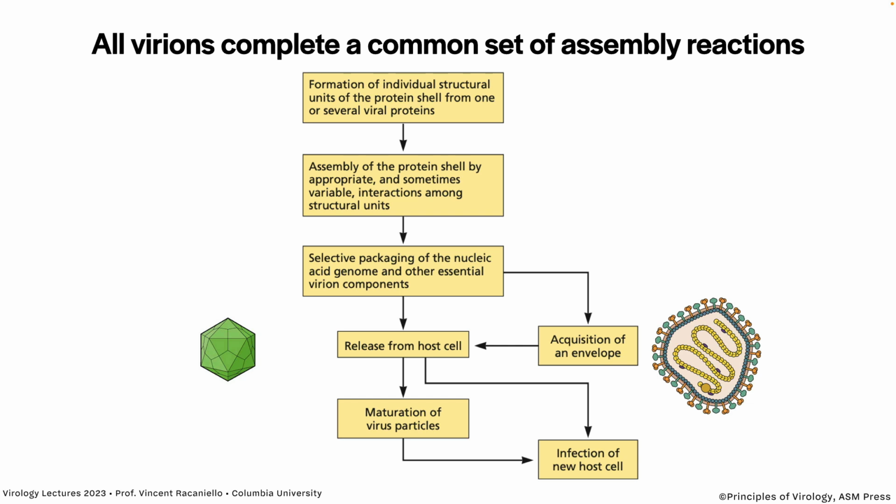And then there's a bifurcation here. Some viruses, of course, acquire an envelope, a membrane, and then they're released from the host cell. Other viruses do not acquire a membrane, and they simply mature in the cell and are released from the cell. So we'll see examples of both of those pathways today.